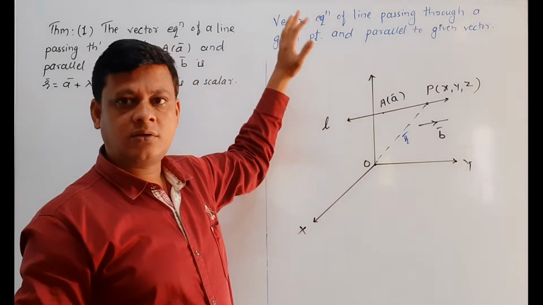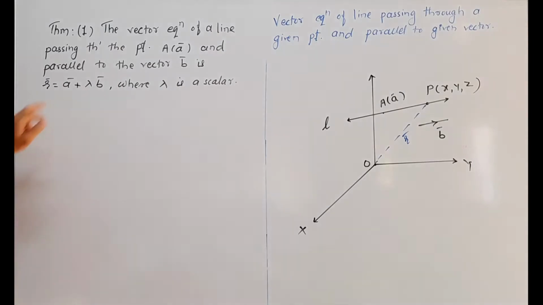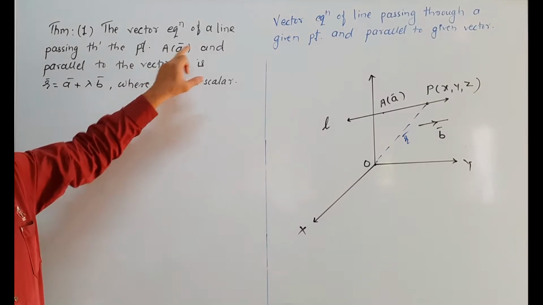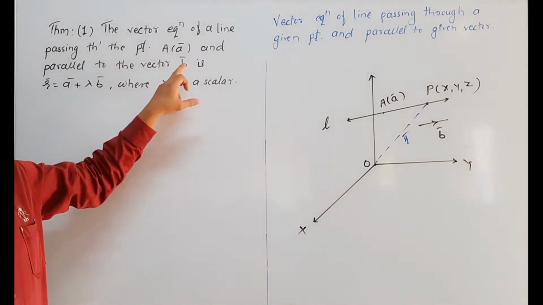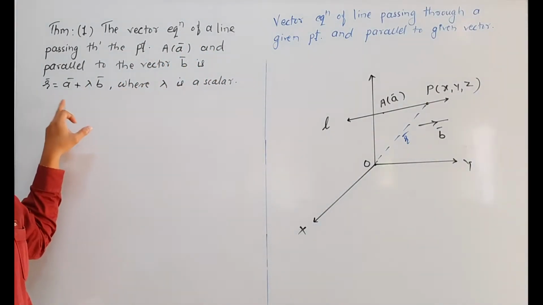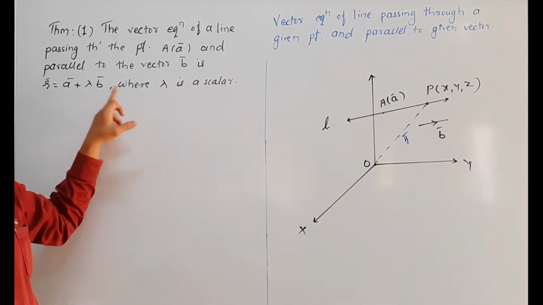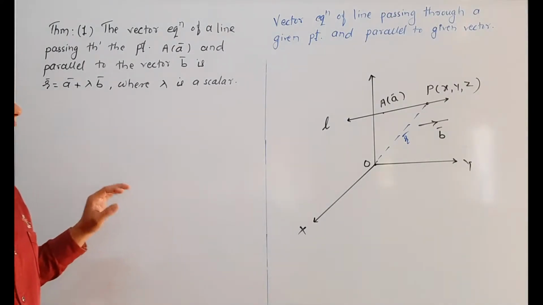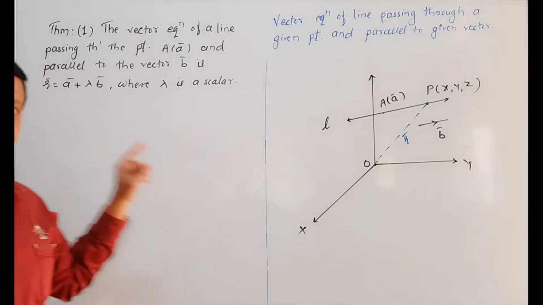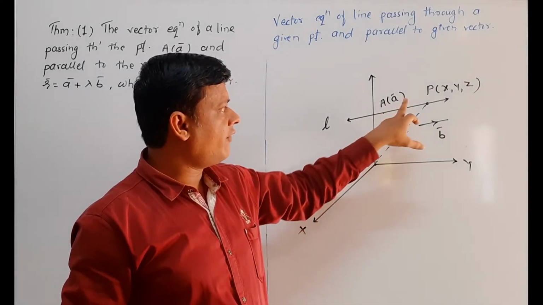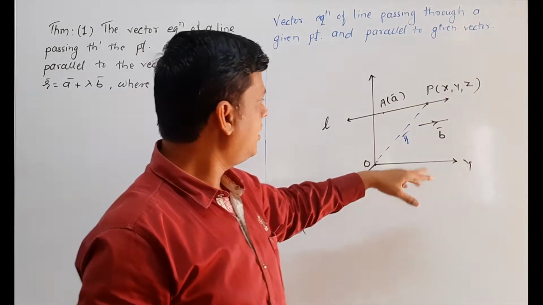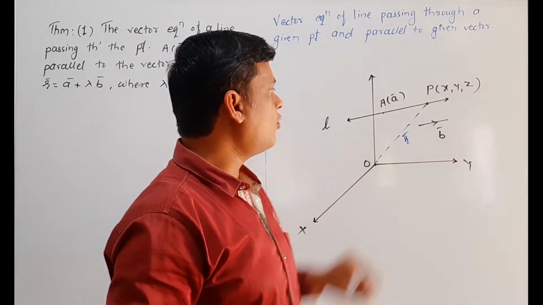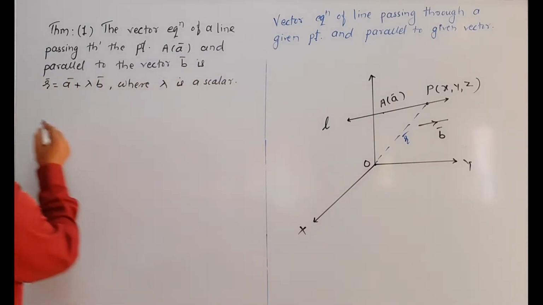The theorem based on this first type is, see, the vector equation of a line passing through the point A of A bar and parallel to the vector B bar is r bar equals A bar plus lambda into B bar, where lambda is a scalar. So this theorem we have to prove. For that we consider a line passing through a point A of A bar, and we consider a vector B bar which is parallel to this line L. So we have to write here the proof.